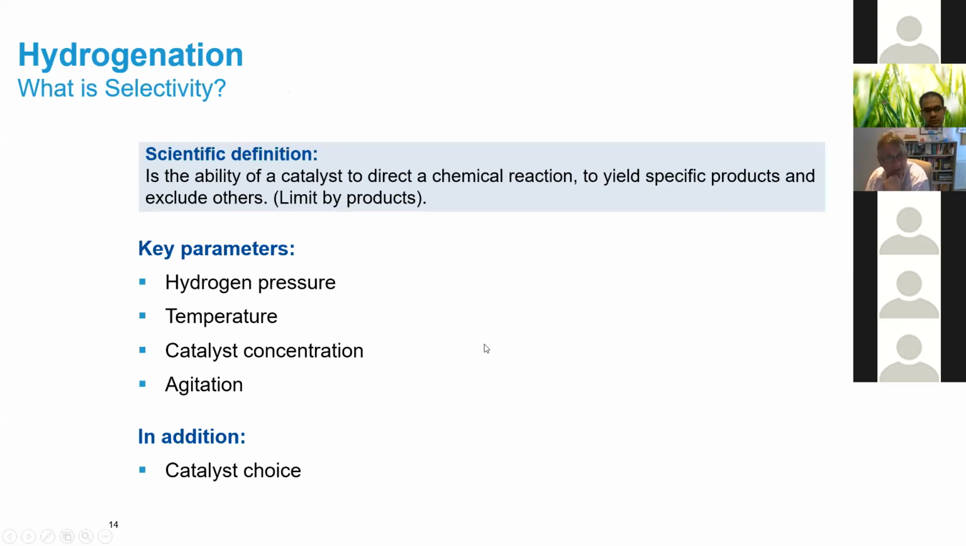So a little bit about selectivity. What is selectivity? It's the ability of a catalyst to direct a chemical reaction to yield specific products and exclude others. We have a few handles to change and monitor both selectivity and reaction rate. So hydrogen pressure, temperature, how much catalyst you're adding, and how good your stirring is. And in addition, you get the opportunity to choose different catalysts.